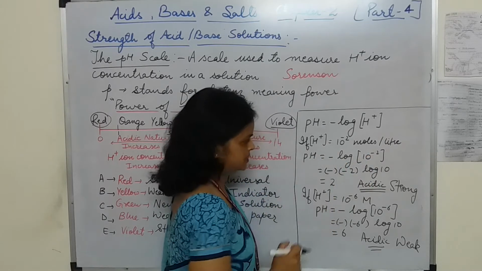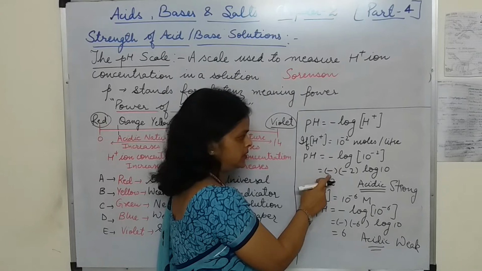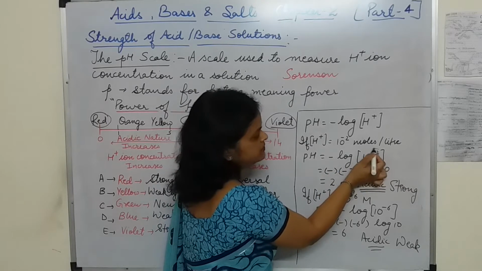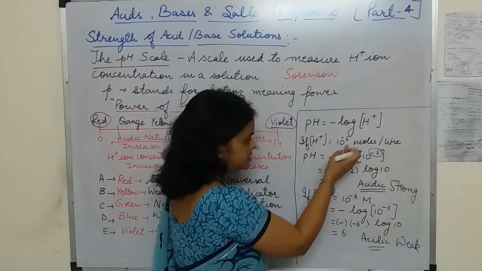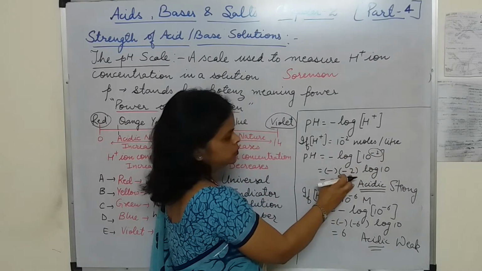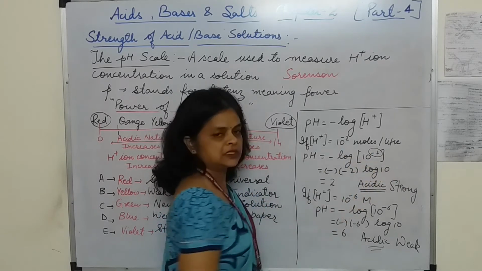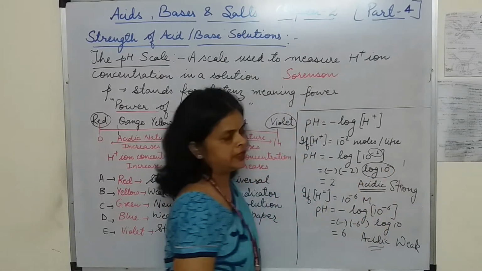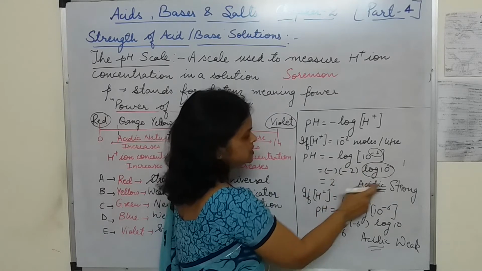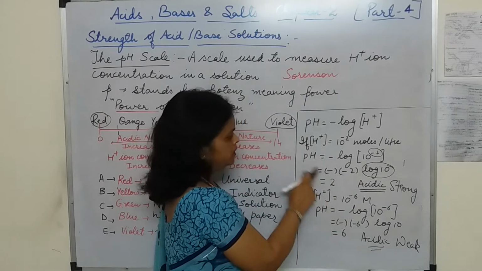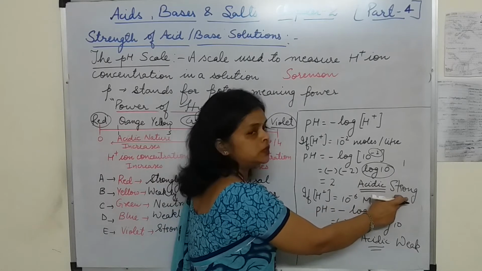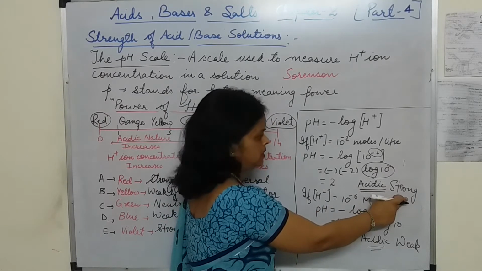Now, how to solve this? The power, minus 2, is taken out in front, and then log 10 remains as it is. Now students, the value of log 10 is 1. So if you solve this equation, it comes out to be 2. pH 2 means it is acidic, and that too strongly acidic.